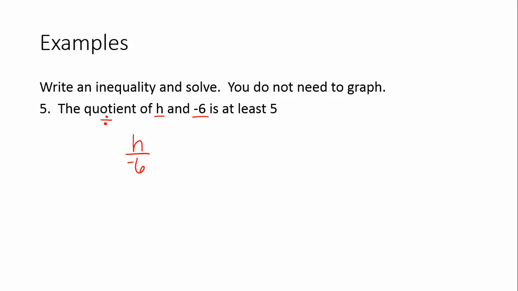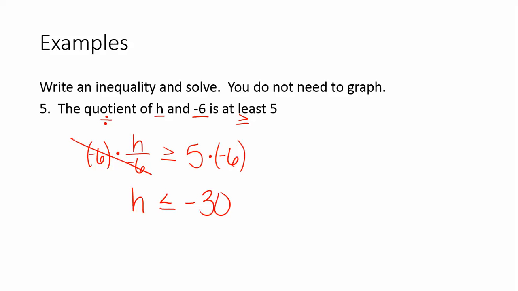At least is one of those that is a little bit confusing, but at least means greater than or equal to, and you can go back to your notes and look at that chart from the first lesson in this unit. So h divided by negative 6 is greater than or equal to 5. We're asked to solve, so the opposite of division is multiplication. We're going to multiply both sides by negative 6, and putting it in parentheses so we don't forget about the negative. Negative 6's will cancel out, bring down my h. Because I multiplied by a negative, I have to flip the symbol. So now instead of it being greater than or equal to, it's less than or equal to, and we get negative 30. H is less than or equal to negative 30.